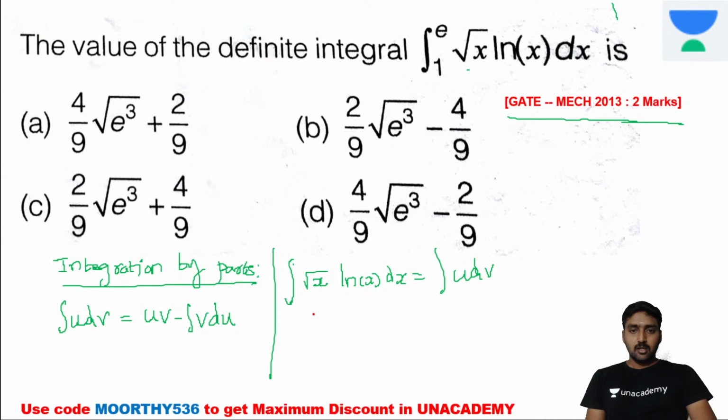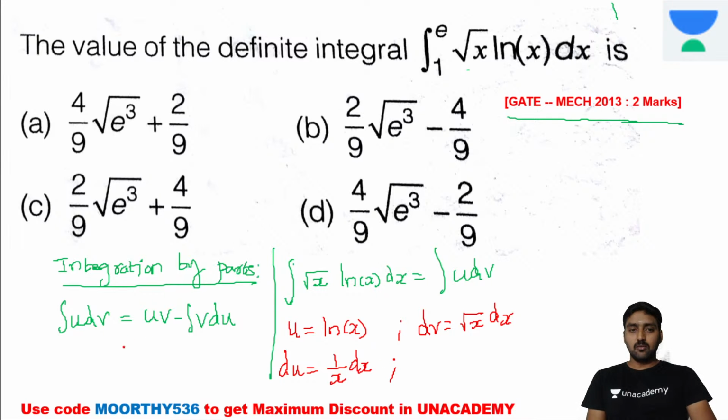Now here I am going to give you u. What is u? Logarithmic of x is u. Whenever a logarithmic function comes into the integration by parts method, we need to take u is equal to logarithmic of x. The remaining part, dv, is equal to root of x into dx. Now du, what about the du? Logarithmic of x differentiation is 1 divided by x into dx. It's du. Now what values do we require? U is already in the question, and v we require. While integrating dv, we will get v.